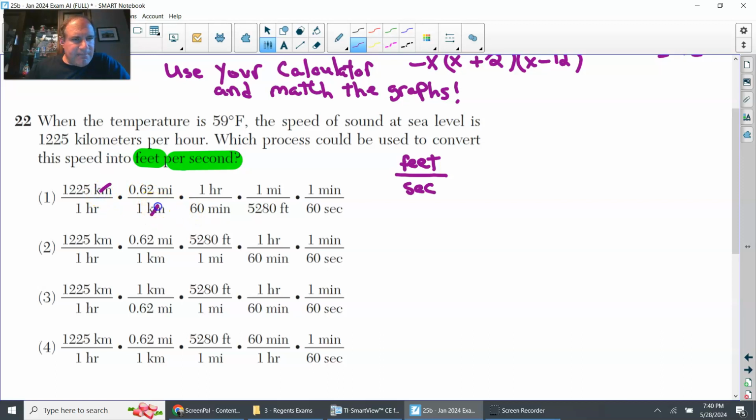So we have KM, KM, hour, hour, mile, no miles on the bottom, minute to minute, feet, miles, seconds, miles, no, nothing else. I have miles on the top, no good. KM, KM, hour, hour. Let's see, miles, miles, minutes, minutes, feet over second. Yep, that's what I want. 2 is your answer.